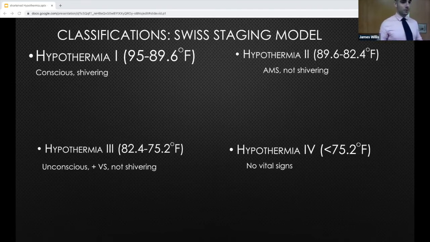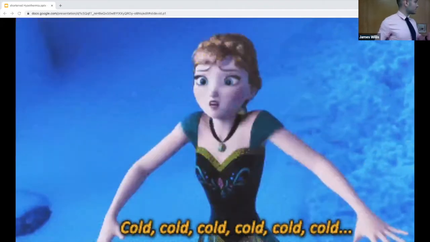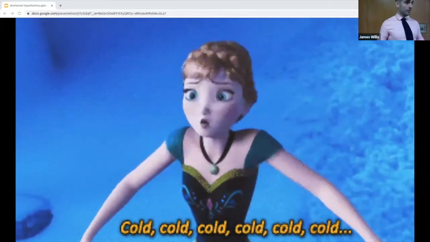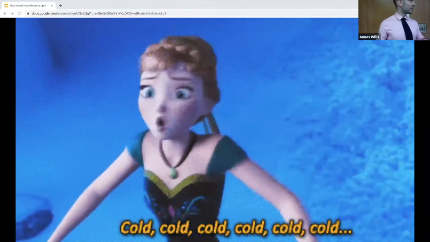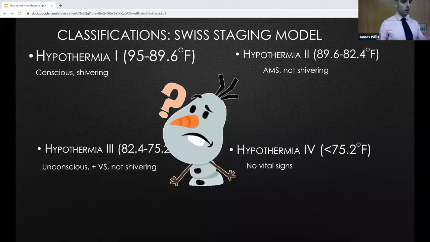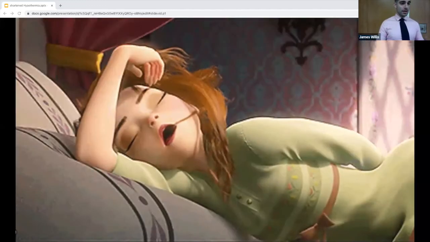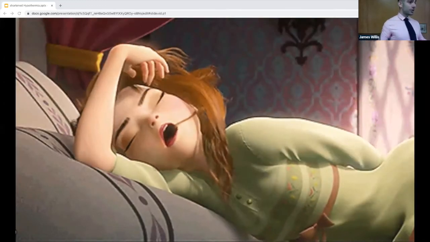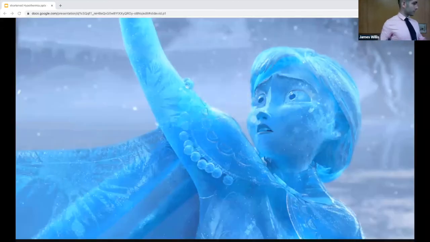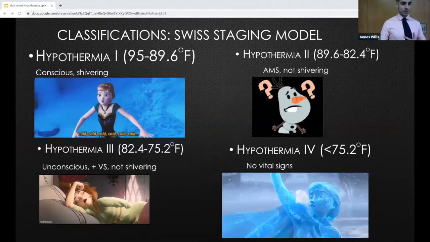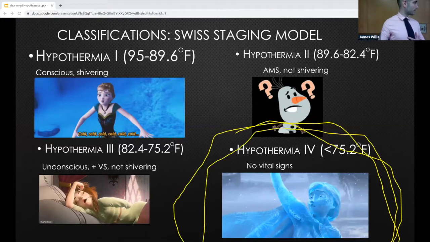And so going through the different stages, we have stage 1, and so this is where you have your shivering patient. They won't be altered, they'll have vital signs. We'll go on to stage 2, where they will become altered and their shivering mechanism will go away. Stage 3 is they will be unconscious and they'll maintain vital signs. And stage 4 is when they're essentially frozen. So these are our cardiac arrest patients, and these are the ones that we're most interested in right now.